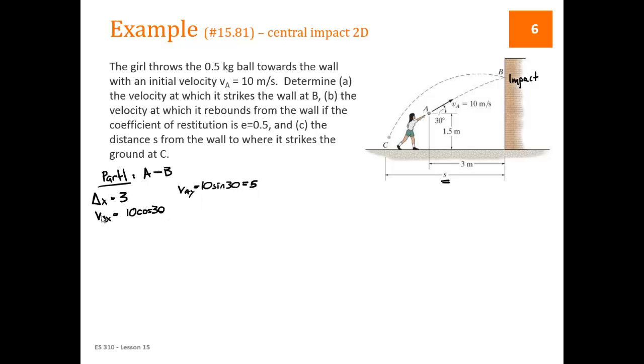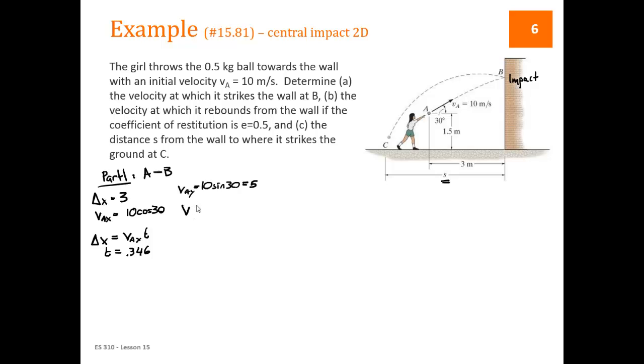For the x side of things, we have the change in position is equal to the velocity times the time, so we can find the time to be 0.346 by plugging these two numbers in here. Alright, so now knowing the time and the initial velocity over here, we can find the final velocity.